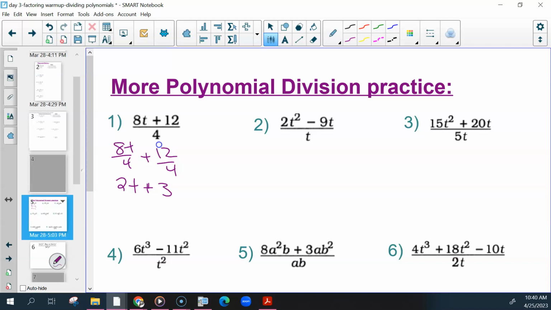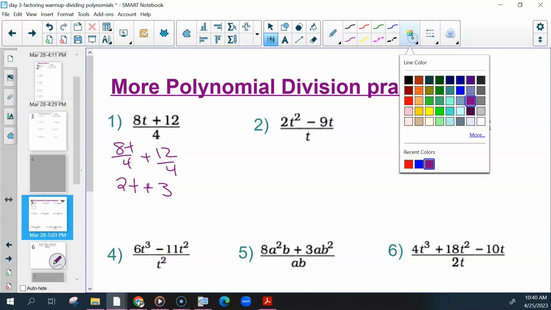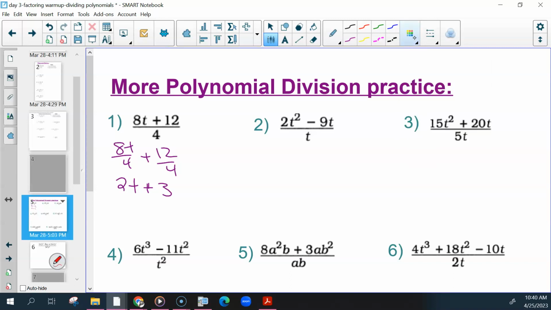The other way we could go about doing this is using the factoring we were just learning. What is the GCF of these two? 4. Divided that out, what would be left?